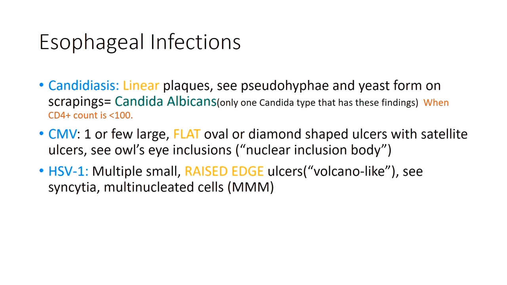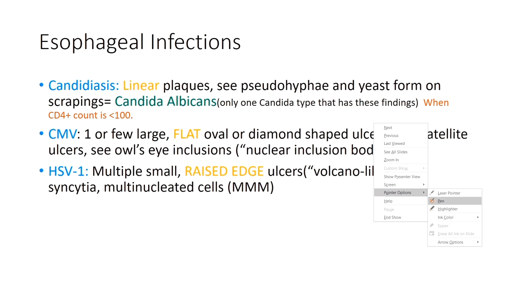Another infection is CMV. This is cytomegalovirus. This is herpes HHV5. And this will lead to one or maybe just a few large, flat, oval, or diamond-shaped ulcers, and has those satellite ulcers. You also see owl's eye inclusions when you do microscopy of one of these ulcers, and you can see that cytopathic effect.